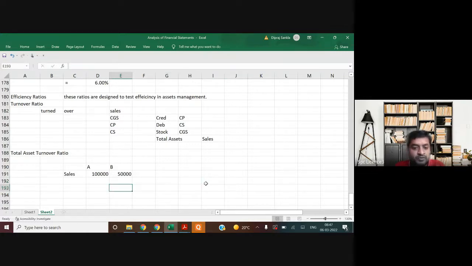Now I'm gonna give you the figure of total assets here. Total assets means simply you have to take the final balance sheet end figure of total assets. Now listen to me carefully. Let's say A company's total sales value is 1 lakh rupees and its total asset value is 50,000 rupees. And in B company, its total sales value is 50,000 and total asset value is 10,000.